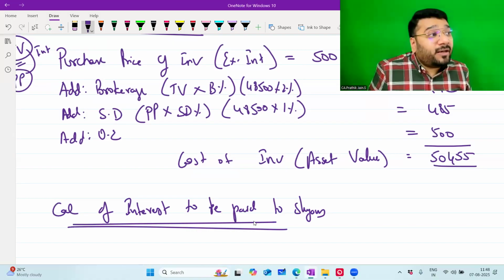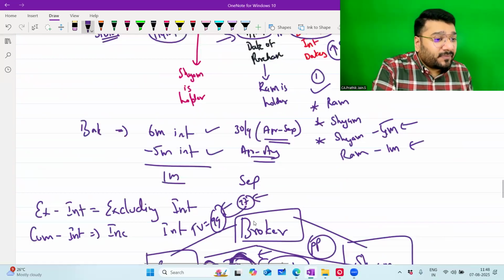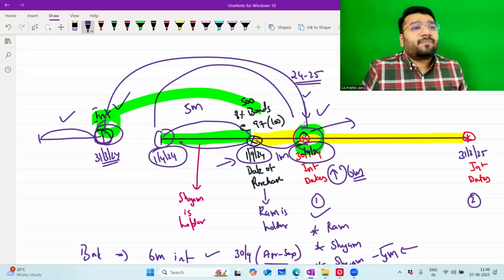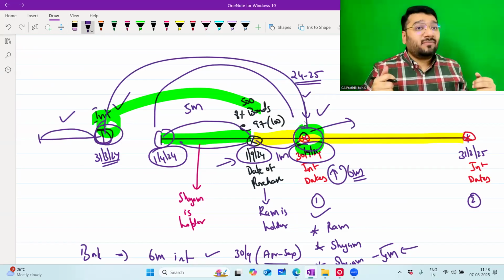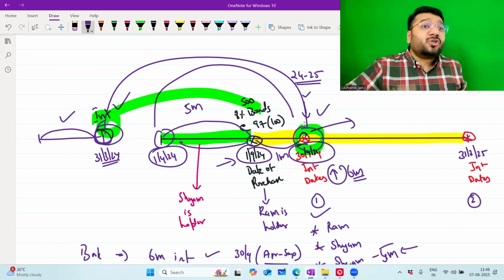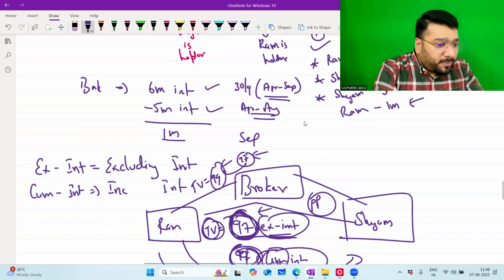How will the company calculate interest? From the previous interest date to the current interest date, how much is the gap? 6 months. Last interest paid on 31/3/24, and now we are going to pay on 30/9. So what is the gap? 6 months. The 6 months of interest, it is obvious that you will get it. Of the 6 months interest, you are supposed to enjoy only 1 month of interest. So how much are you supposed to pay? 5 months. That is what we are calculating.